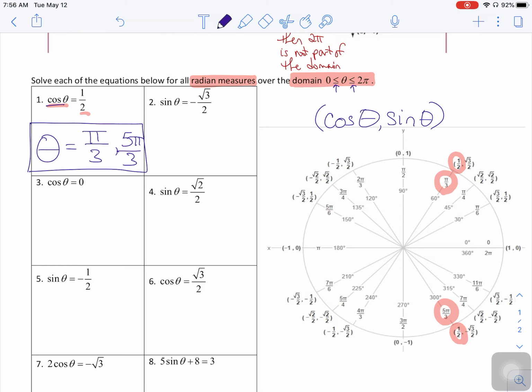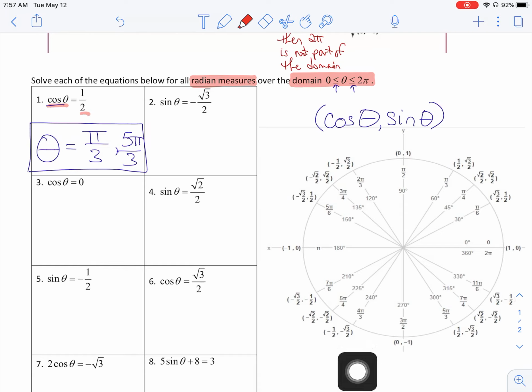Okay? I am going to erase what I've done so far so I don't end up just covering this whole unit circle in a highlighter. Okay, so problem number two, I have sine of theta is equal to negative root 3 over 2. So I'm going to remind myself that sine is the y value of my ordered pairs. And I'm just going to start rolling around my unit circle here. All of these y values are positive, so I'm not going to find my answer up here.